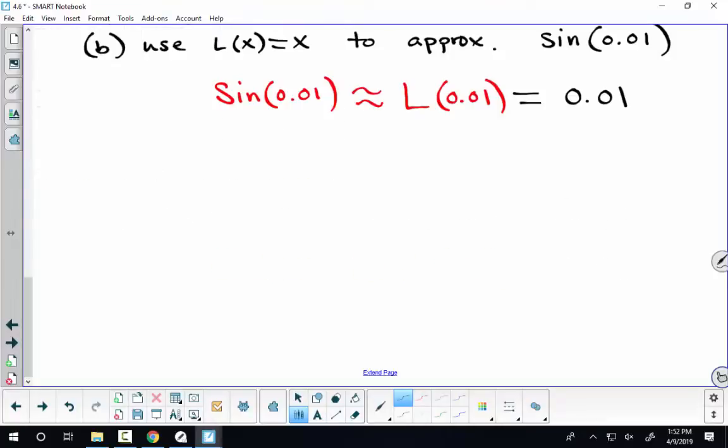For comparison, this is really all we're doing here. Your homework does actually have you compute the actual value, just to see where your approximation is with respect to the function's actual value. So let's compute the actual value to see how far off we are.